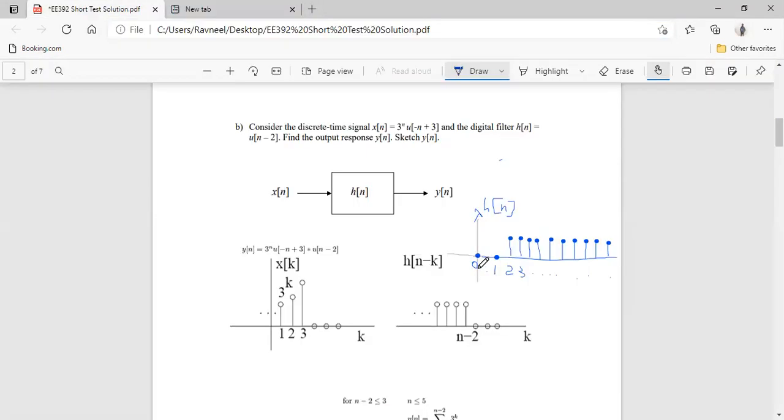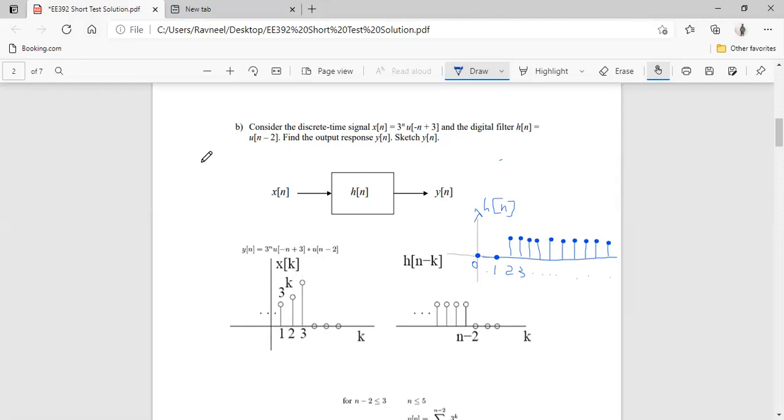So if we do that, the graph of x of n will be something like this, right? 3 to the power of n will increase towards the positive side, but towards the negative side it will decrease to 0, and it is continuous. So this is the graph you'll get.